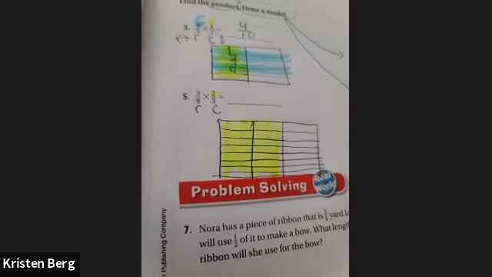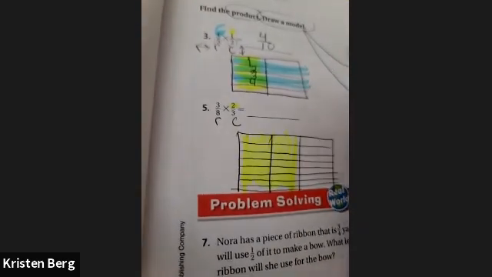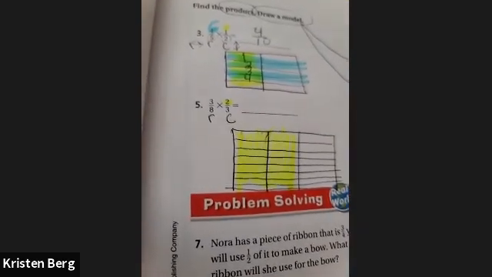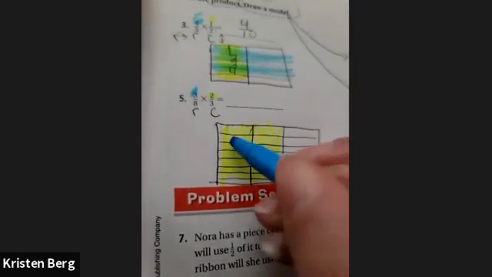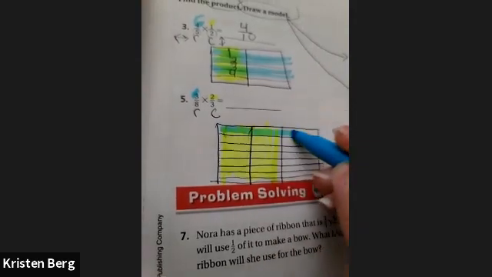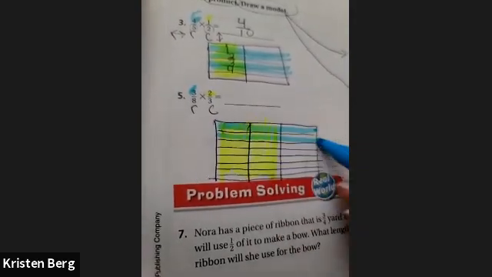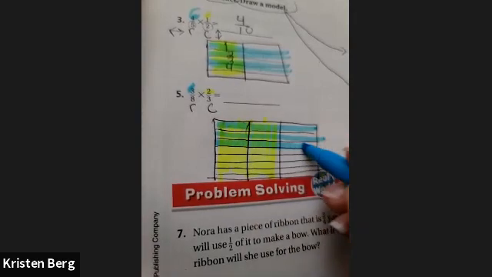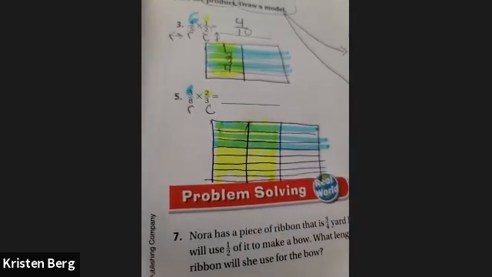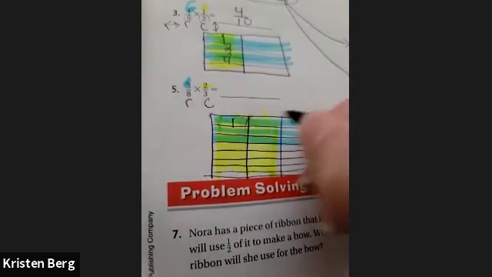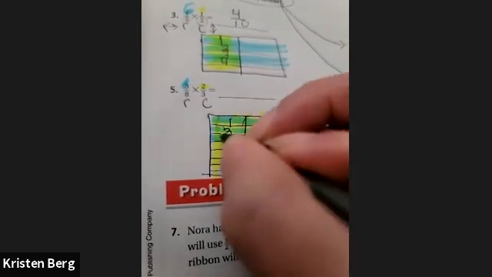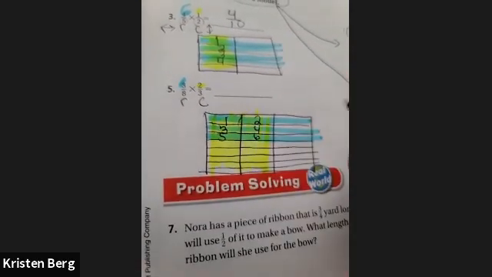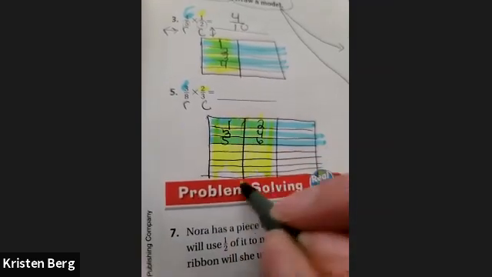Okay, and then how many of the 8 need to be shaded? There needs to be 3 out of the 8 shaded. So going across, 1, 2, 3. Now again, we're only worried about the ones that are overlapping and have both colors. This one has both colors. This one, this one, this one, this one, and this one. But these do not, and neither do any of these.